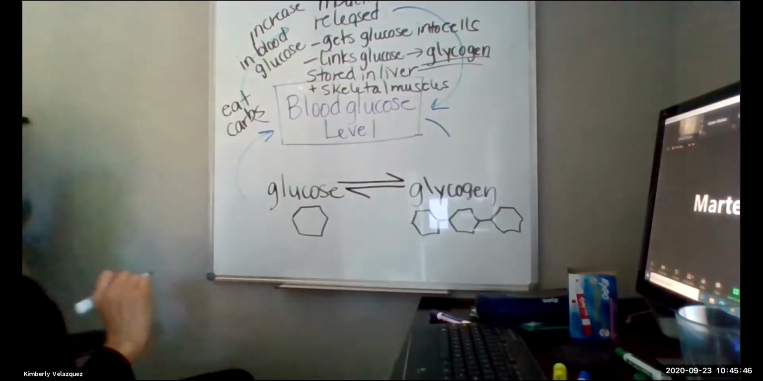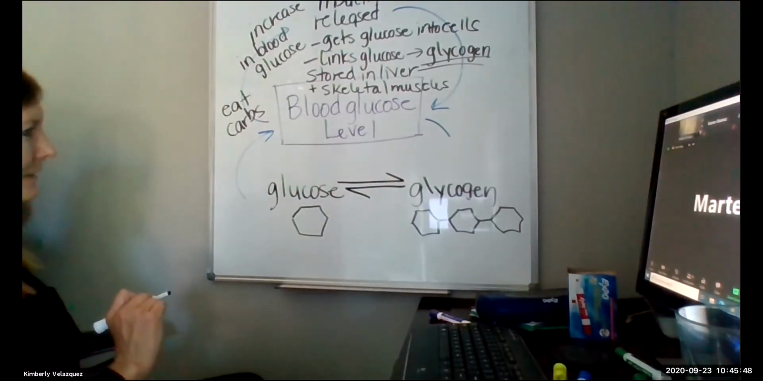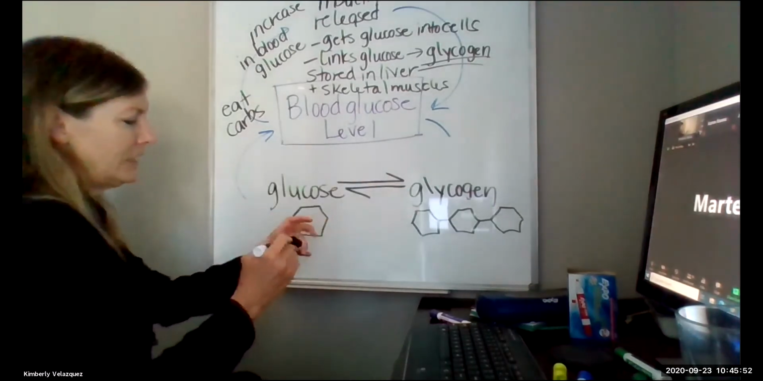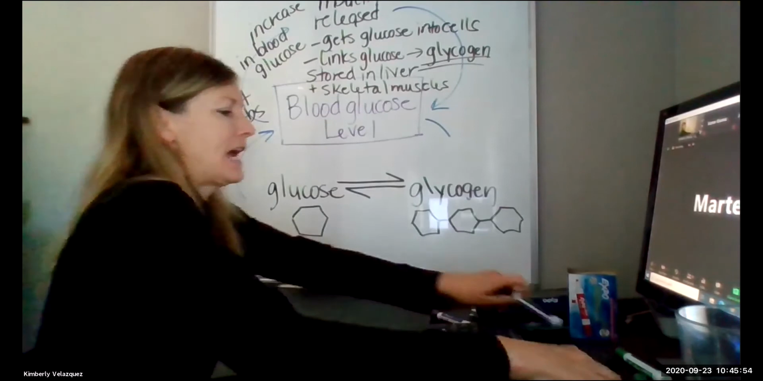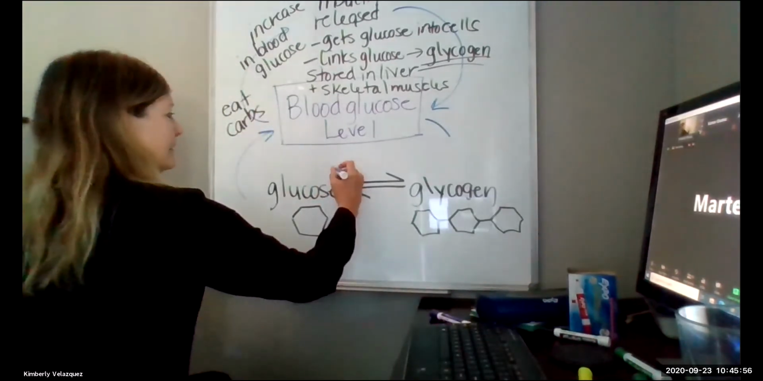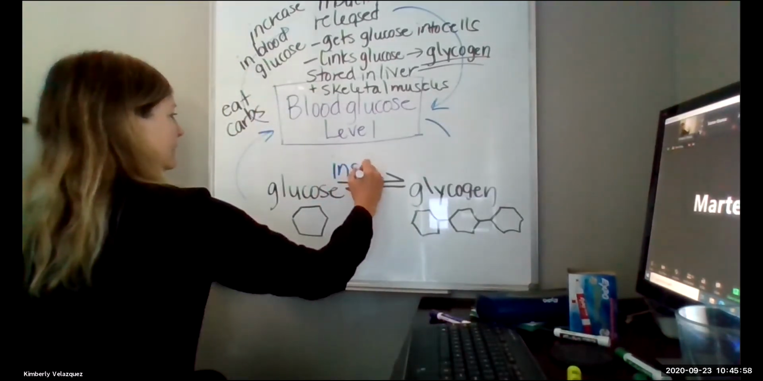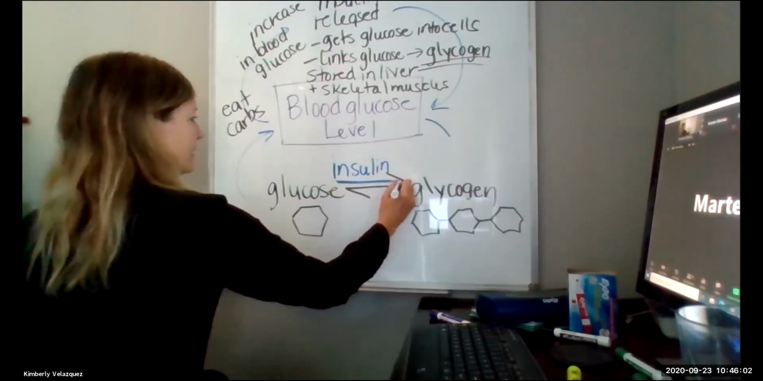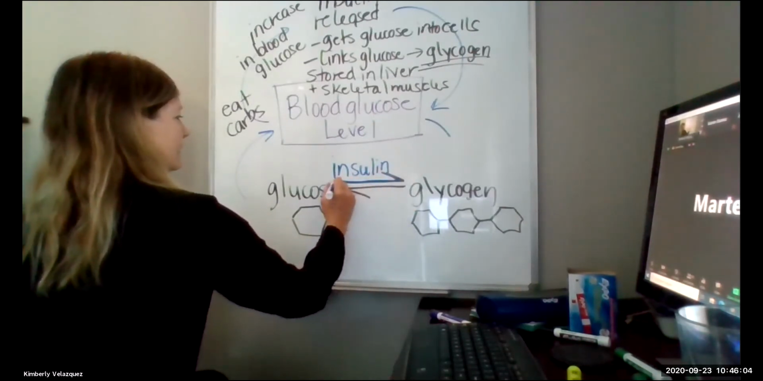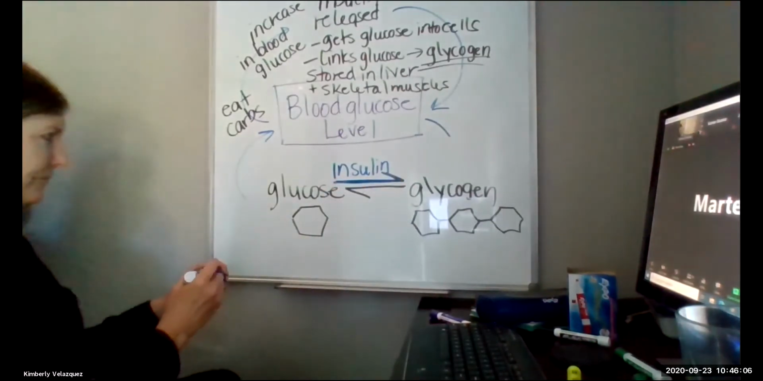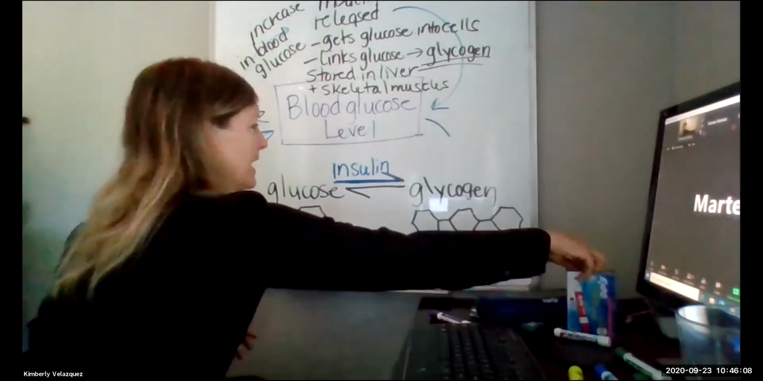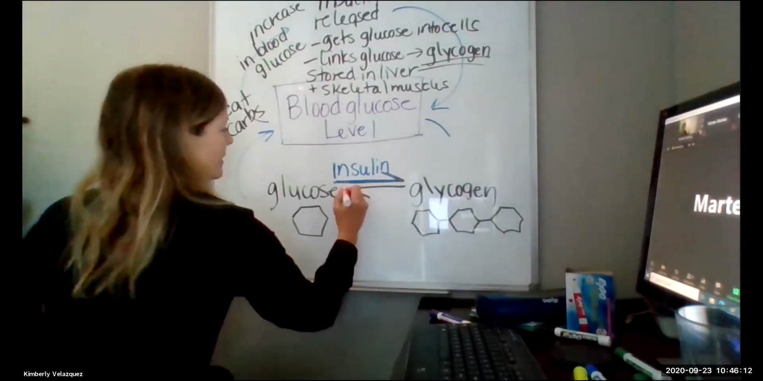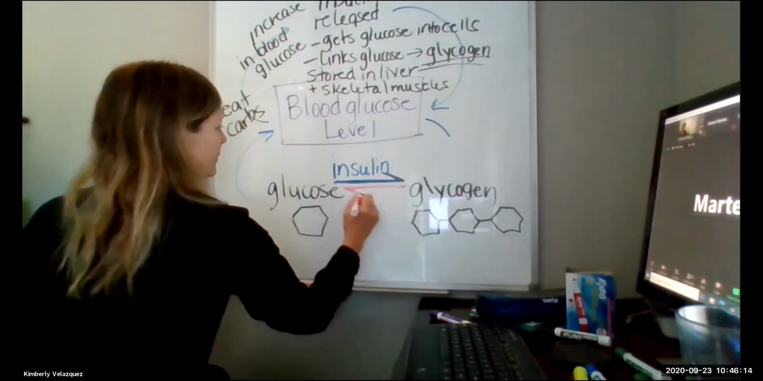I'm going to put my reversible arrows there. Glucose getting stored as glycogen, that's the job of insulin. Okay, so insulin's going to take us this direction. And then going the other direction, glycogen getting broken back down into glucose, that's the job of glucagon.